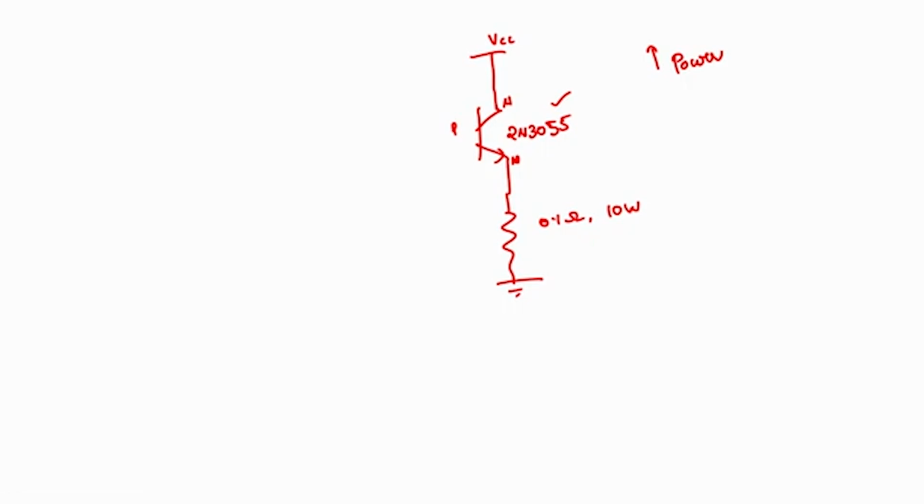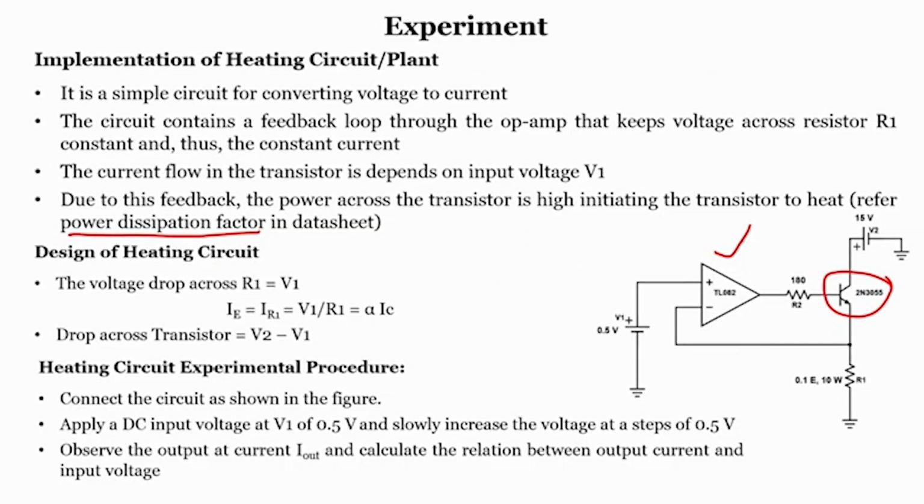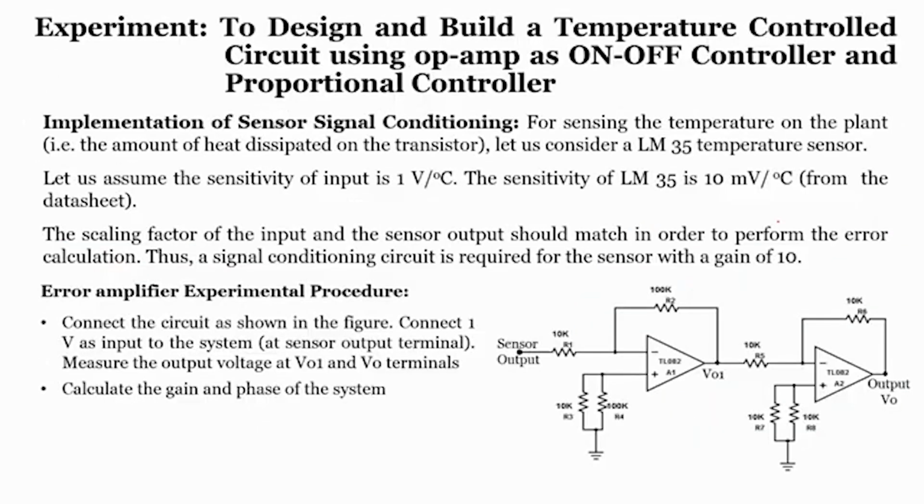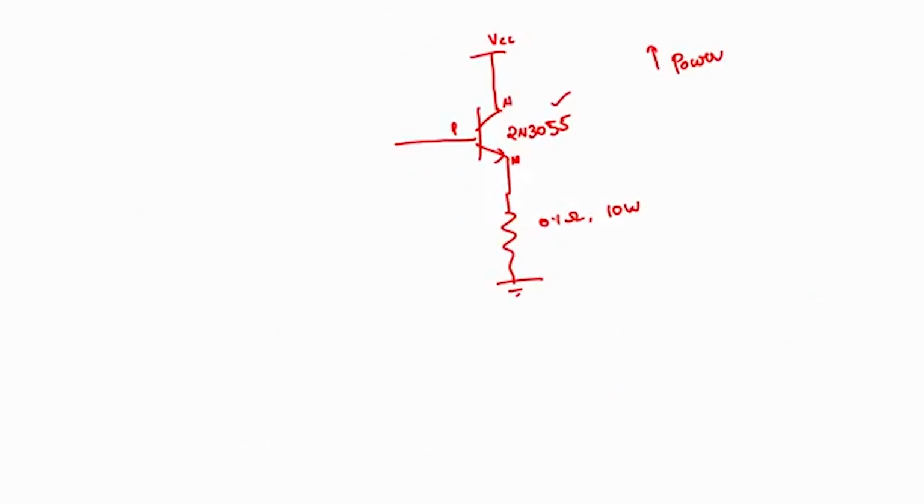Forget about how exactly it heats; first we will understand the working of this particular circuit. If you clearly see the difference between the previous circuit and this circuit, we do not have this particular portion, we have taken only this portion. We will also take the R2 resistor, which is 180 ohms.